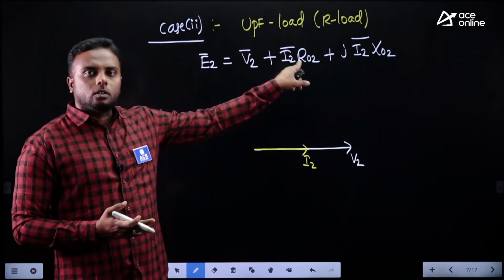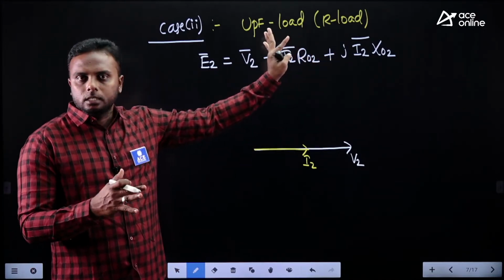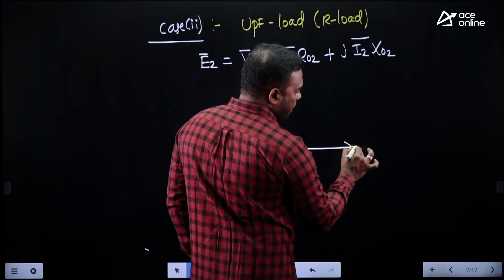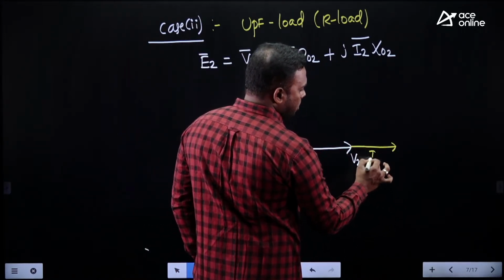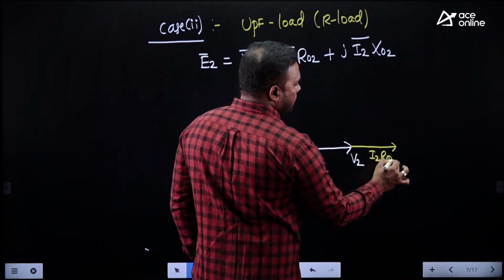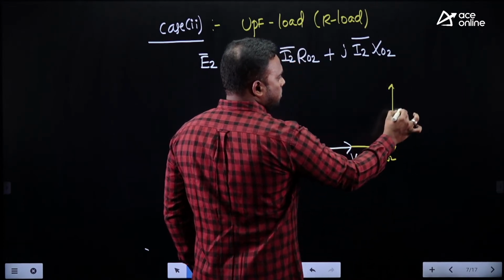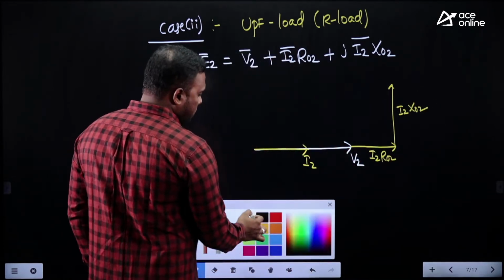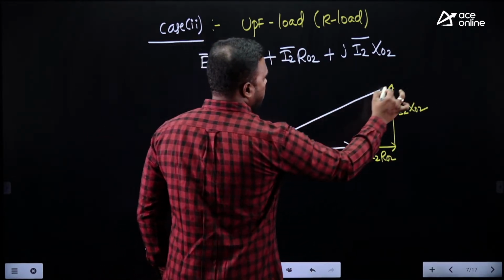When there is a current, drops will come into picture again. So resistance drop, reactance drop, continue from the voltages. This is I2R02, resistance drop. And this is reactance drop I2X02. Now the resultant of these three is EMF E2 again. This is E2.